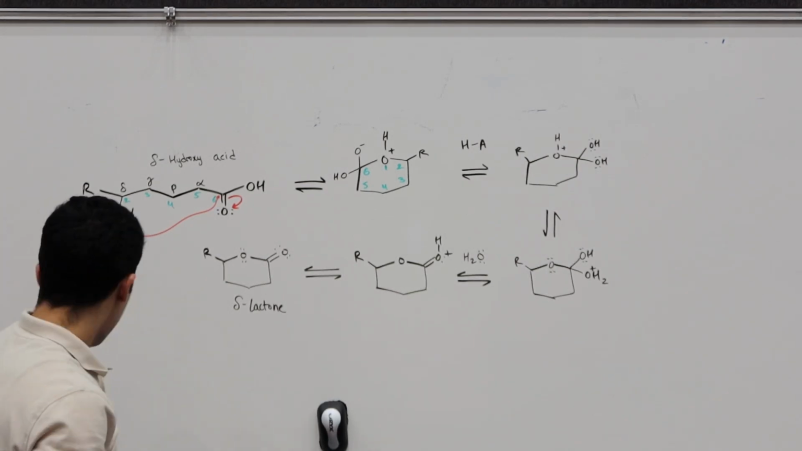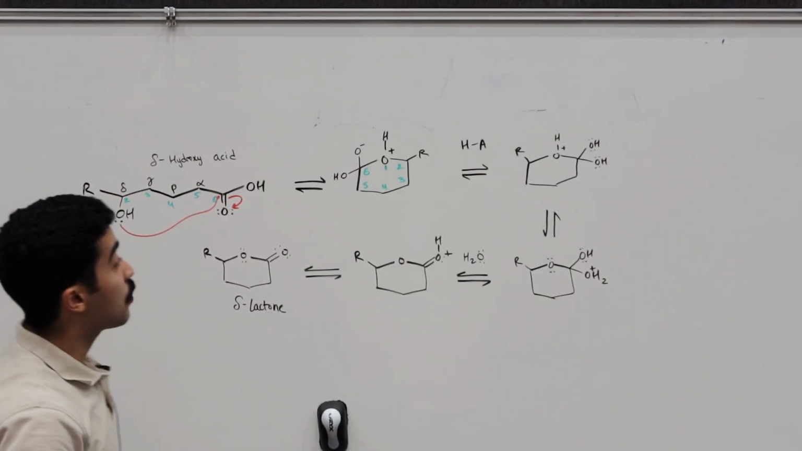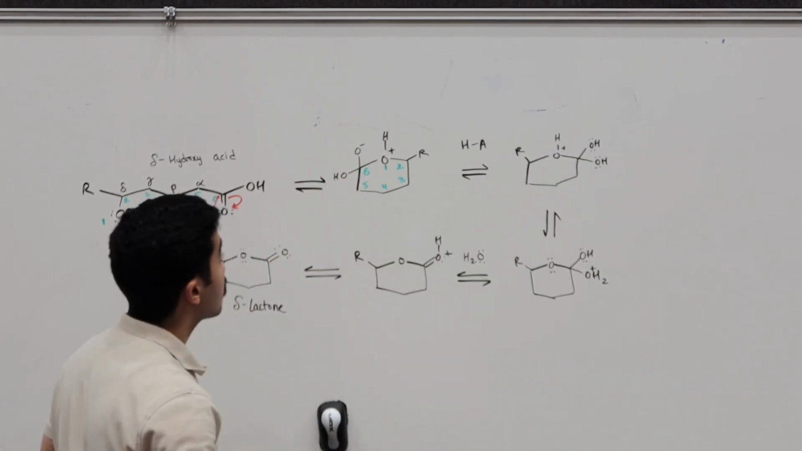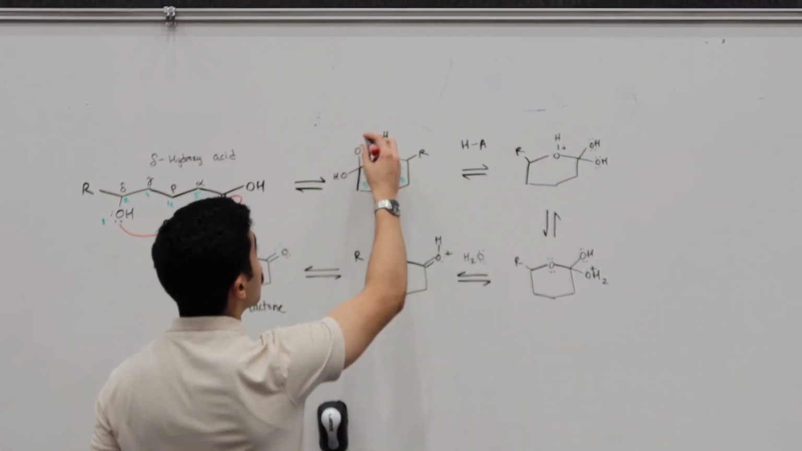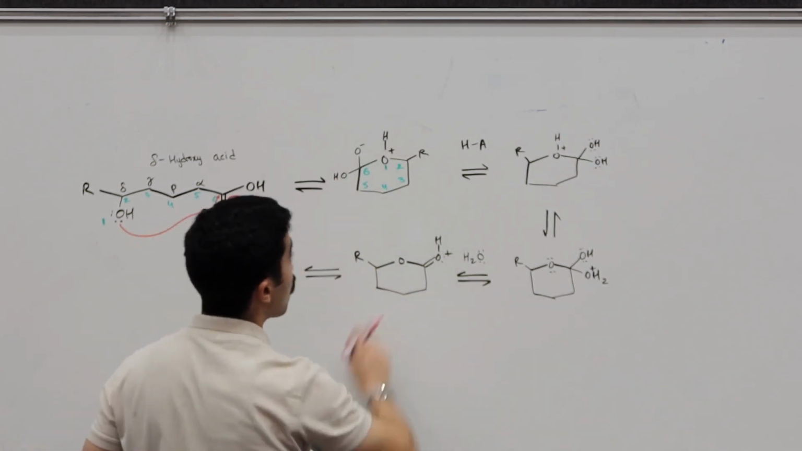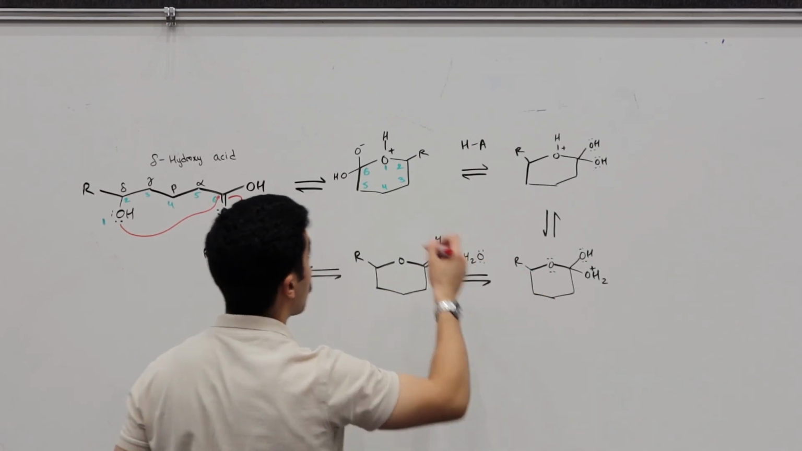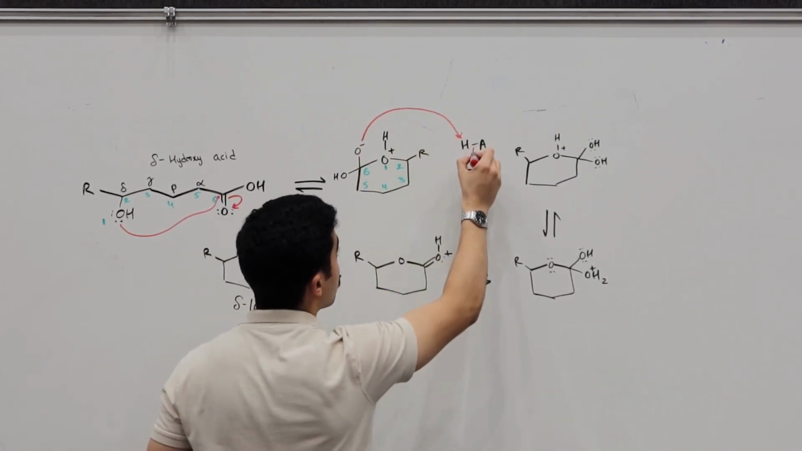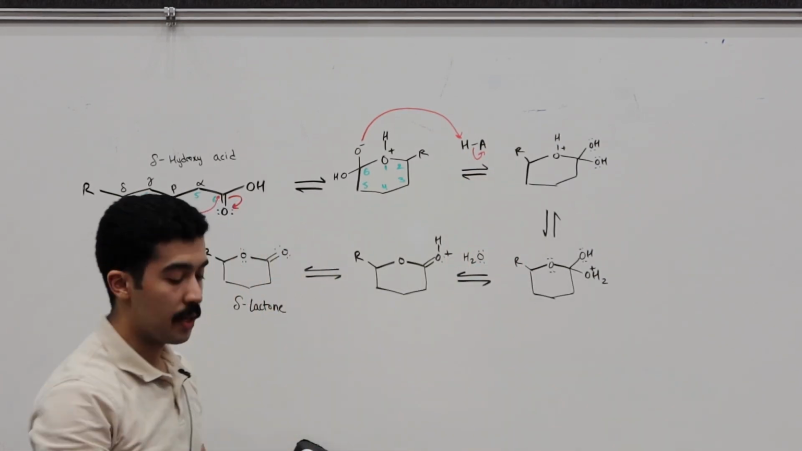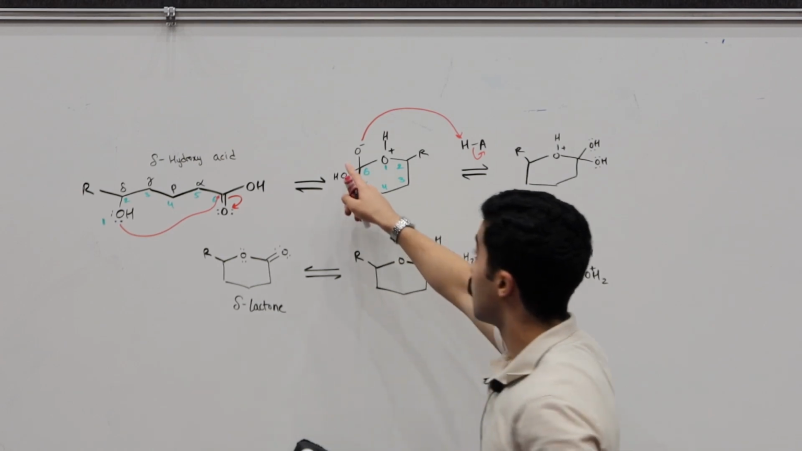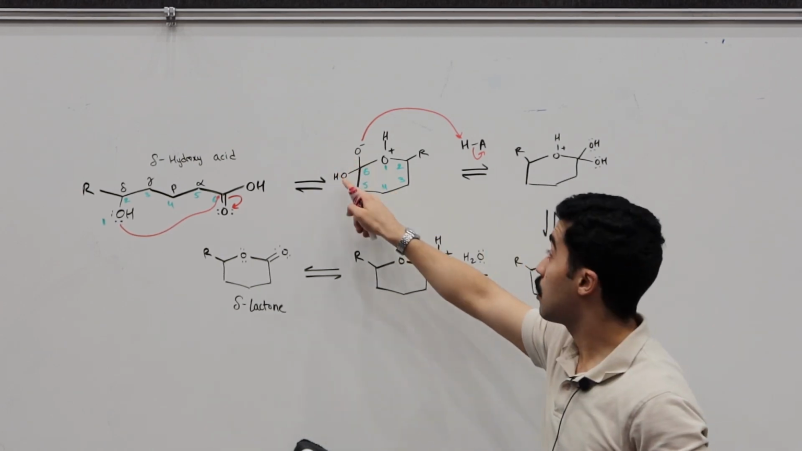So, the next step here is we have this O minus. What's going to happen is this O minus will now deprotonate in a weak acid in solution, or we just have HA, some sort of proton donor. This is going to become A minus. We don't really care about that. All we care about is that we're going to have OH here and OH here.